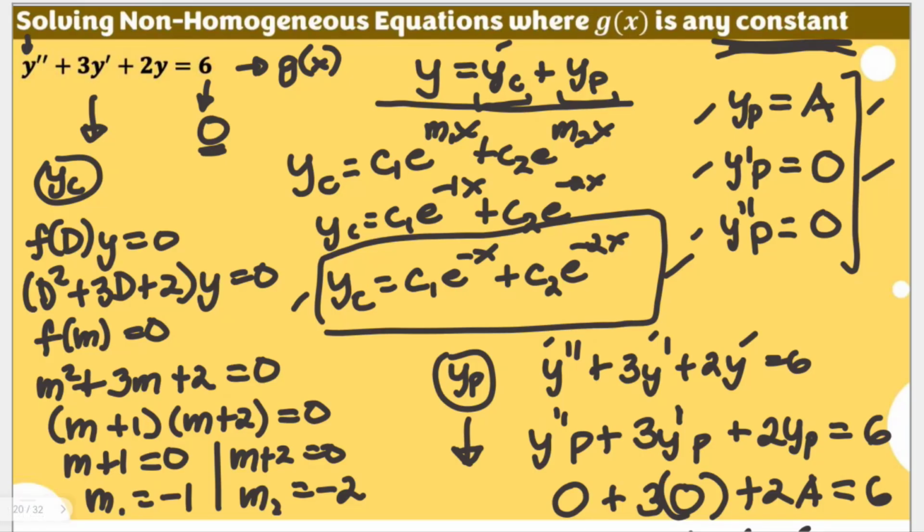Again, we solve for y sub c, then we solve for y sub p, but please be guided that it's not A all the time. It depends on the situation of our g of x. But for this, our g of x is any constant, so we'll have this process.